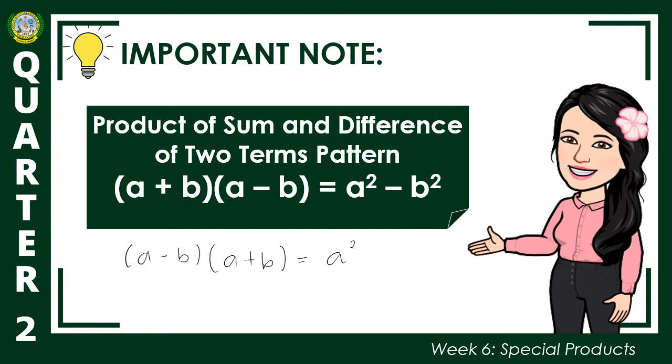Okay? A squared minus B squared pa rin po. Kahit magkabaliktad. Basta tandaan, ang isa plus, isa minus. And by the way, ang tawag po pala dun sa product na makukuha natin ay difference of two squares. So, kung mapapansin nyo, parehas siyang square. Parehas na perfect squares. Okay?